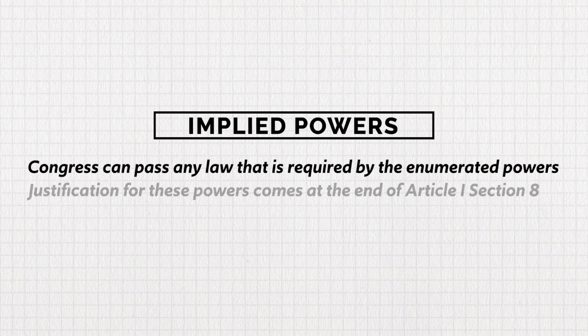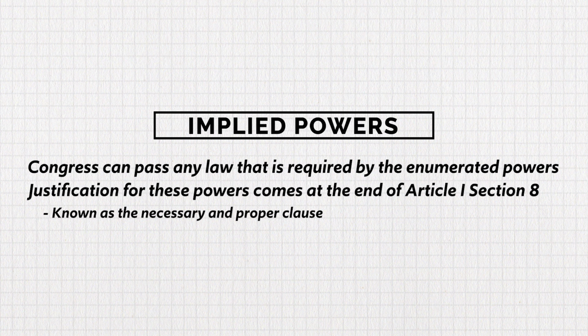And the justification for these powers comes at the end of Article 1, Section 8, and it's known as the Necessary and Proper Clause, also known as the Elastic Clause. By this power, Congress can pass a wide range of legislation addressing economic, environmental, and social issues, even if they're not explicitly mentioned in Article 1, Section 8.